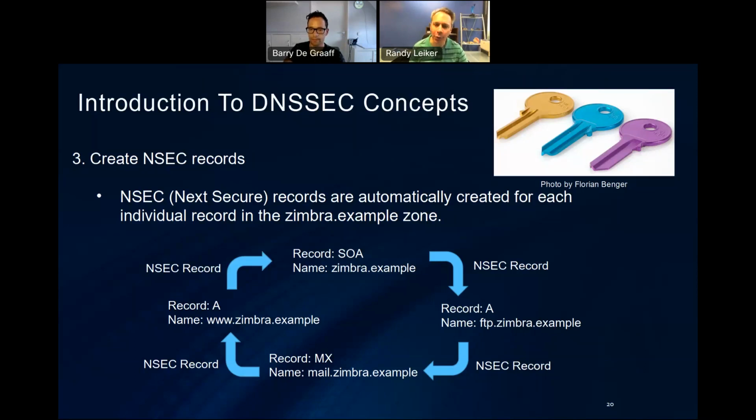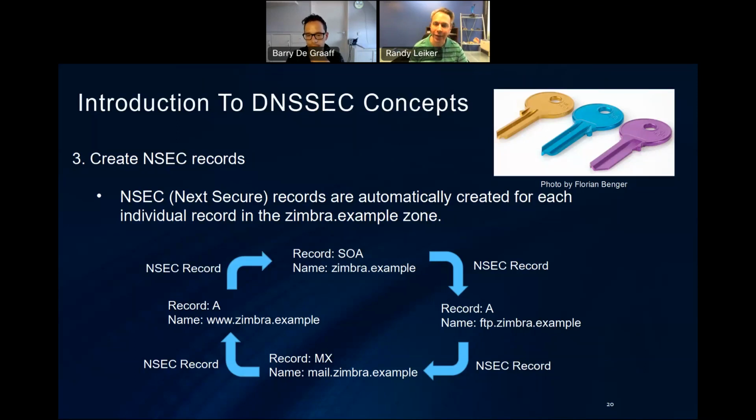But what if a client wanted to discover every possible DNS record you have set up in your zone for Zimbra.example, better known as zone walking? Thanks to the NSEC record, this looks pretty easy, right? Well, you would be correct, and this is the downside to NSEC records, in that it makes it trivial for anyone to discover every DNS record set up within your zone.